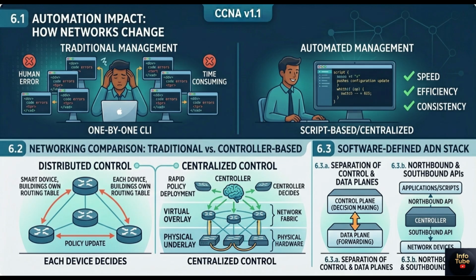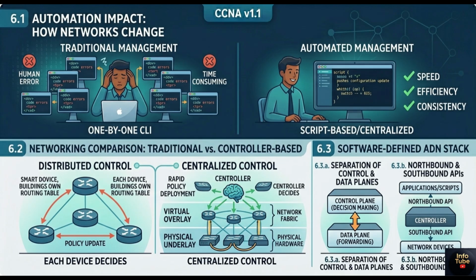6.3. Controller-based software-defined architecture. Software-defined networking, or SDN, uses a specific structure to organize how data moves. Underlay. This is the physical infrastructure. It includes the actual cables, switches, and routers that sit in the equipment rack. Overlay. This is a virtual network that runs on top of the physical underlay. It allows us to create tunnels and logical connections that are independent of the physical hardware. Fabric. The combination of the underlay and the overlay is called the network fabric. It acts as a single programmable entity.